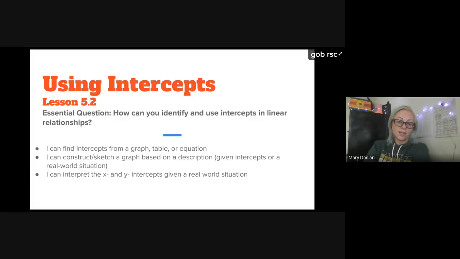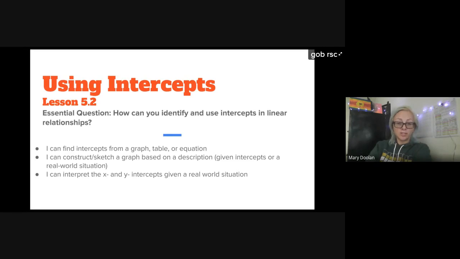And you have 3 I can statements that our lesson is covering. I can find intercepts from a graph, table, or equation. I can sketch a graph based on a description, given intercepts or a real-world situation. I can interpret the X and Y intercepts given a real-world situation.